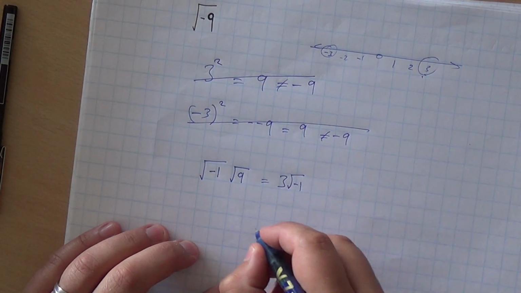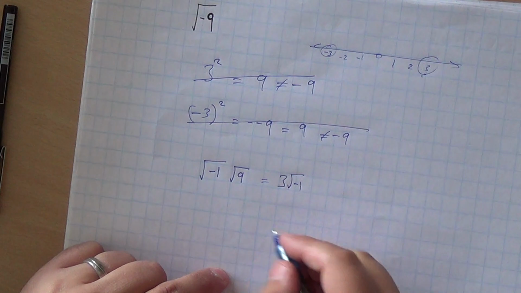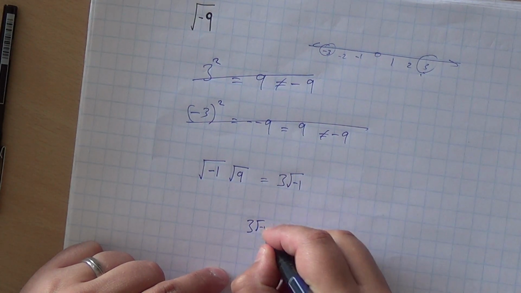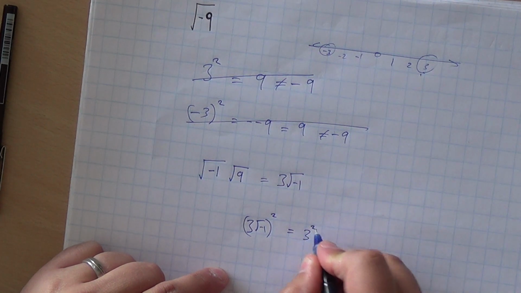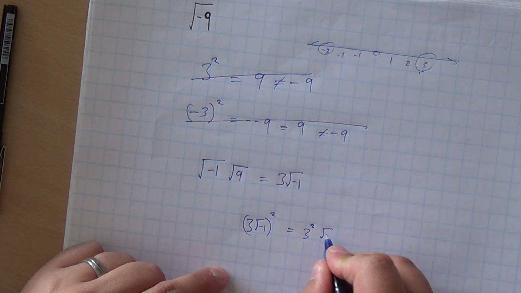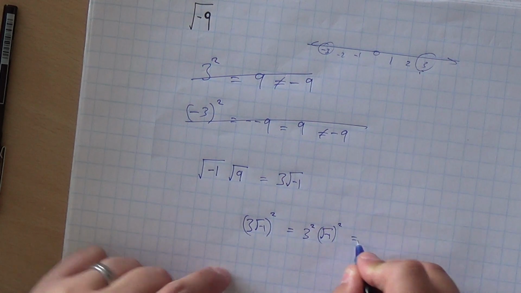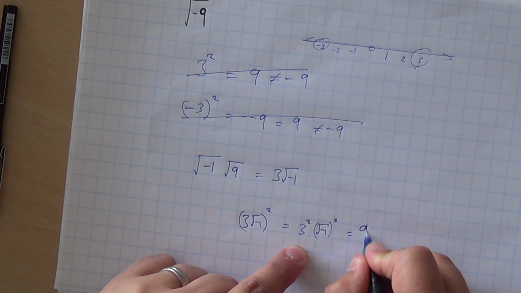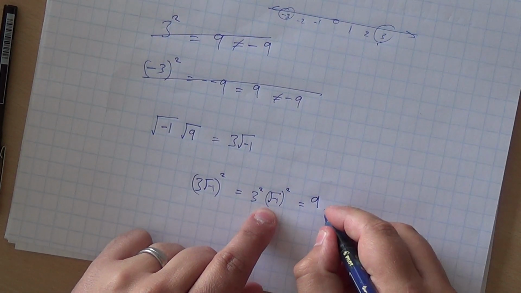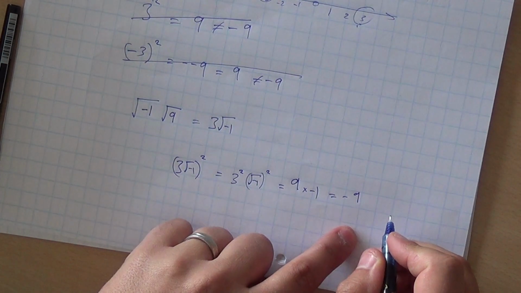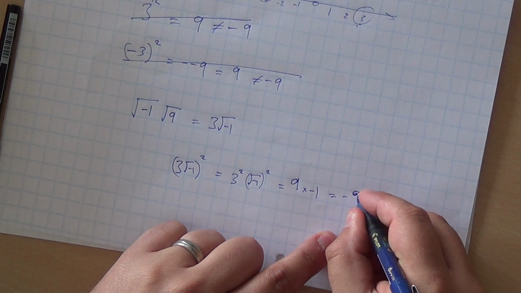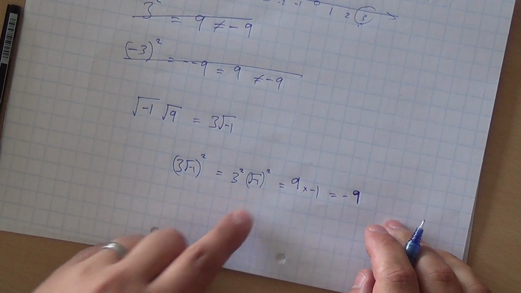And a really simple thing we can check is, does this in fact square to make that? What is 3 root -1 squared? Well, it's 3 squared times root -1 squared. What is 3 squared? 9. What is the square root of -1 squared? It's -1. So that must be -9. So it does in fact square to get to -9. That's all fine. So it seems to work.